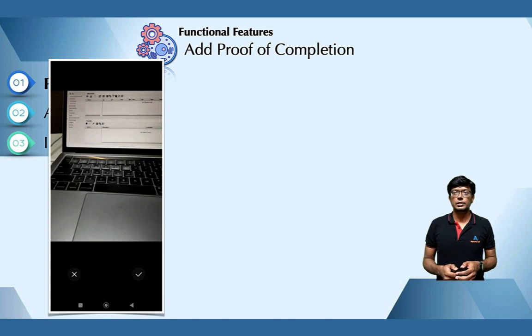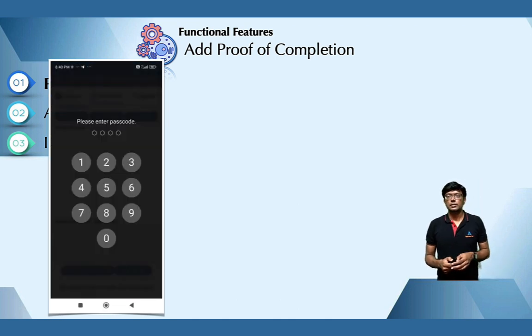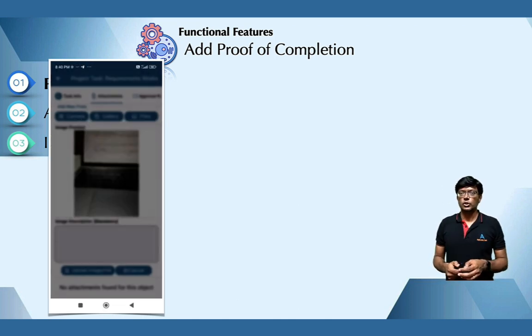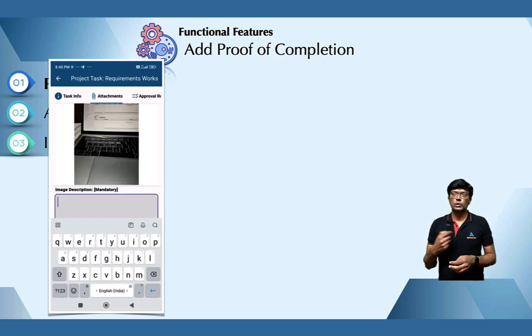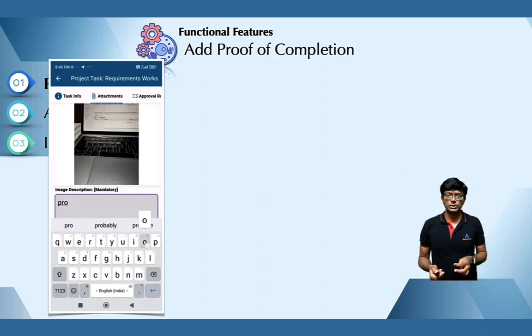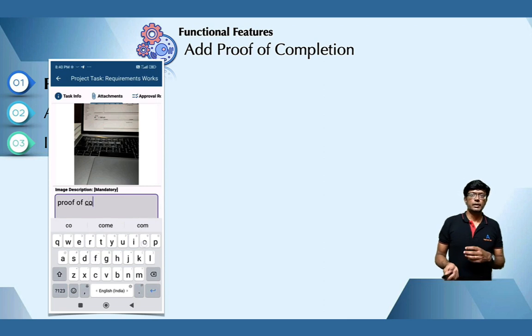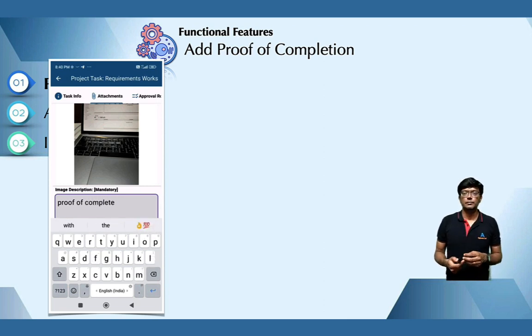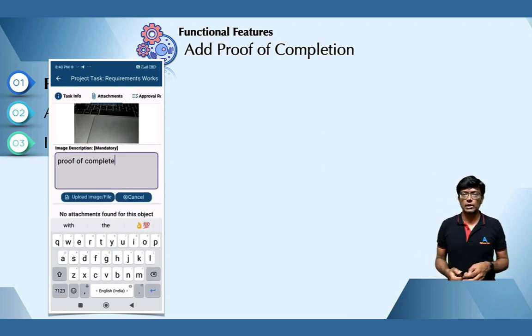So now I'm taking a picture. This is a real device, and so that picture is going to be my proof of completion. You might see that PIN is asked whenever I go out of the app, whenever I go out to other applications like camera or even Google Maps. When I come back, it is going to ask me the password. That is because I enabled the local app PIN.